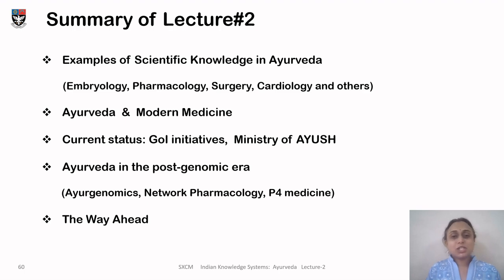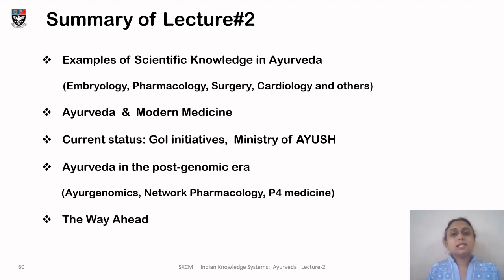To summarize lecture 2 on Ayurveda, we began by discussing specific examples from the ancient texts of Ayurveda, where we discussed the science that is mentioned there in terms of embryology, pharmacology, surgery, cardiology, and others. We looked at the difference in the basic premise of Ayurveda versus modern medicine. We looked at the differences.